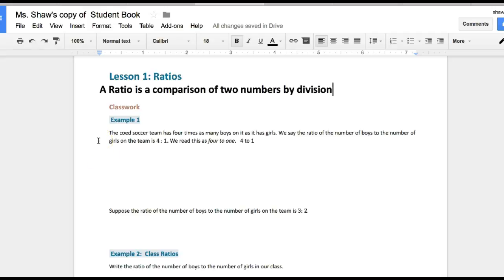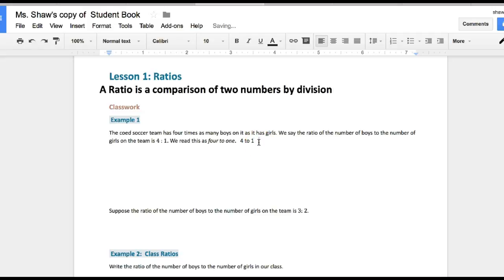The co-ed soccer team has 4 times as many boys on it as it has girls. We say the ratio of the number of boys to the number of girls on the team is, and you see it's written here, with a 4, a colon, and a 1. We read this as 4 to 1. Sometimes it's written with a 4 and a colon and a 1, and other times it's written with a 4, the word to, and then a 1, or written as all words. All of those are acceptable ways of representing ratios.